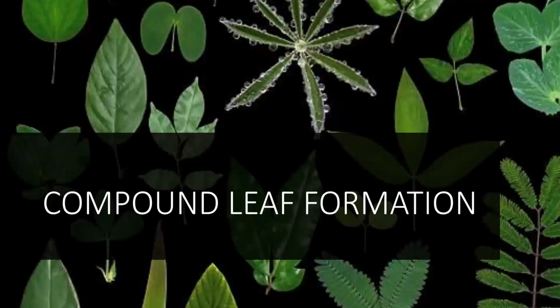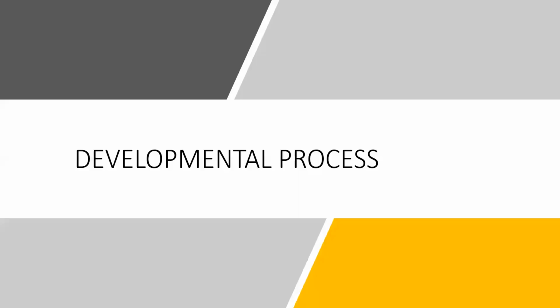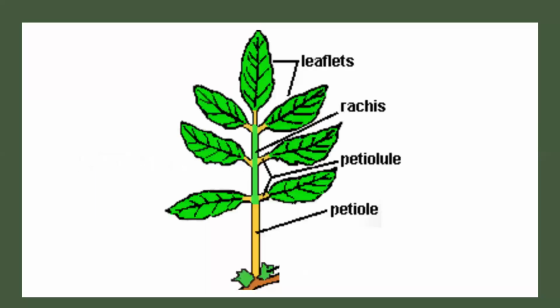We are going to be discussing compound leaf formation. And we're going to start with the development of compound leaves. A leaf that displays the division of a leaf blade into leaflets is considered a compound leaf. Compound leaves consist of a petiole and several leaflets, and each leaflet can have a short petiole.